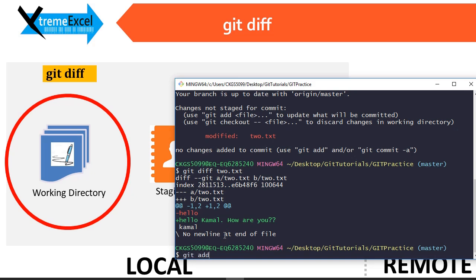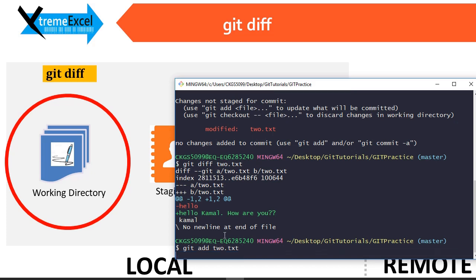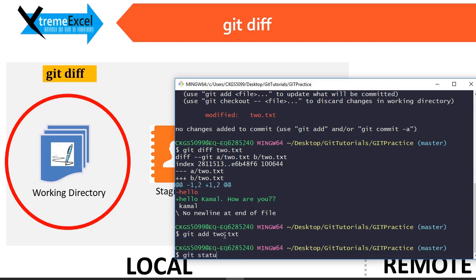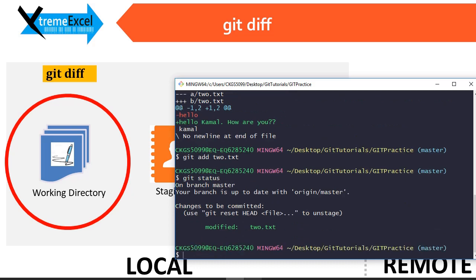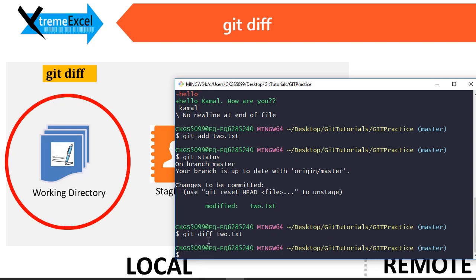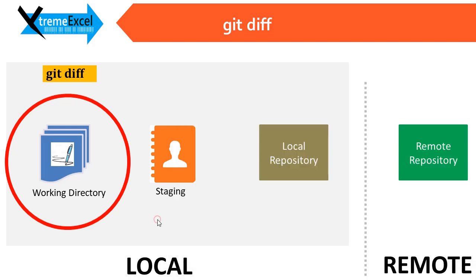Now if I stage the changes, let's say if I do git add 2.txt and if I check using git status, now the changes have been staged. You can see these in green, right? So when the changes are on the staging and you try to do git diff and the file name, you won't see any changes because that is to compare only the working copy and the index.